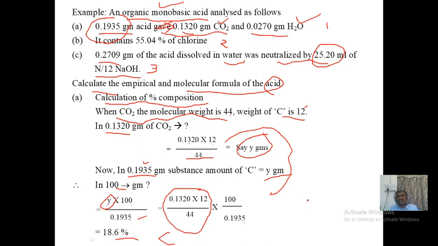The second one is the same sample 0.1935. You are getting the analysis done. Water produced is 0.270 gram. So can I use it for percentage of hydrogen? Yes, simple. This is the same method that we have used for percentage of carbon. Let us do it in the next slide.